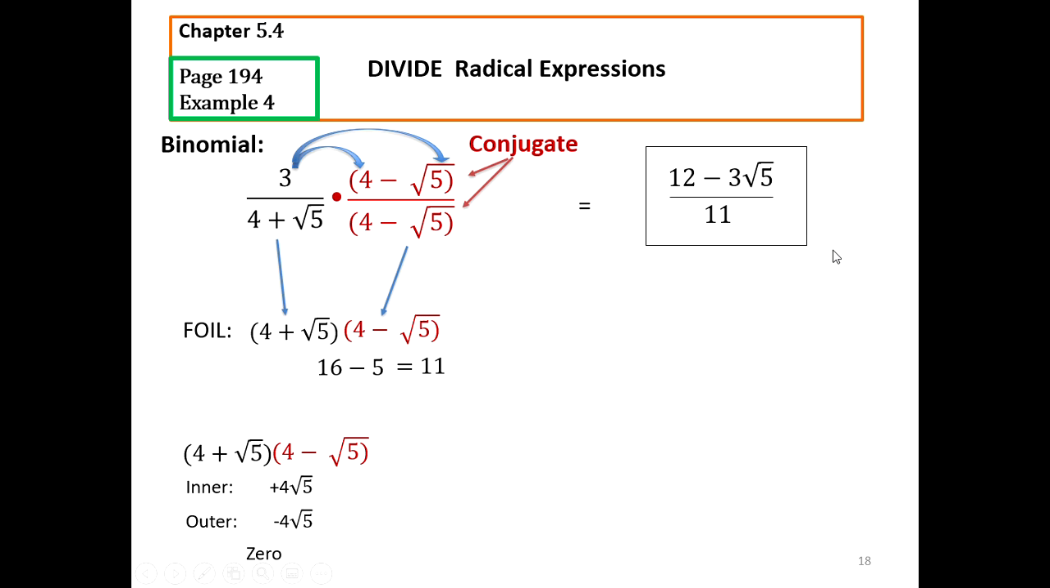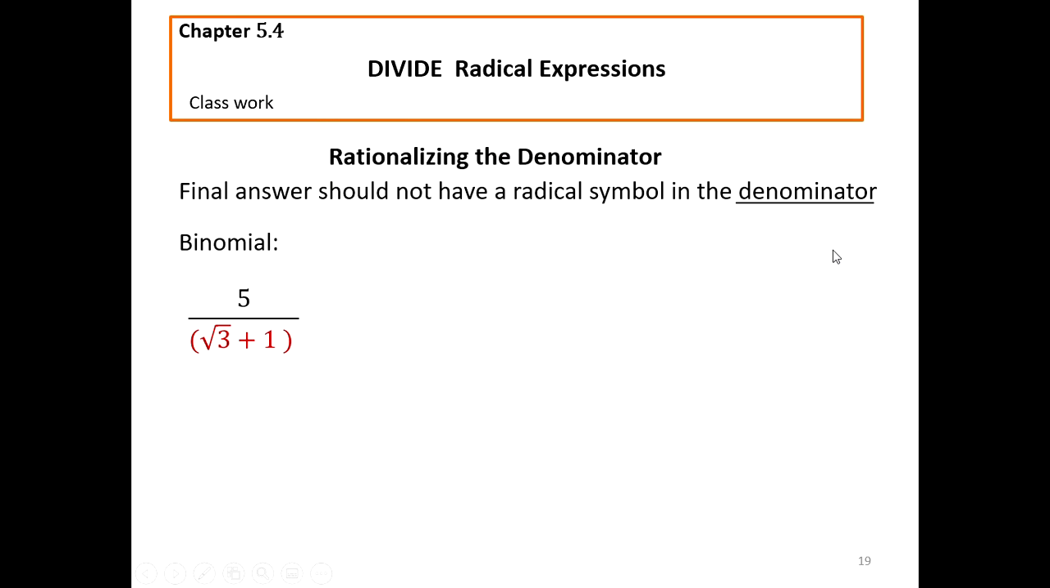Let's try one more like this. Make sure everybody has it. Rationalizing the denominator. Binomial. What we're going to multiply both the numerator and denominator by are the same things in the denominator except a different sign. So we're going to multiply it by the square root of 3 minus 1. And we have to do the same in the numerator. Do the distributive property, and here it's the first and the last only because you know inner and outer will cancel each other.